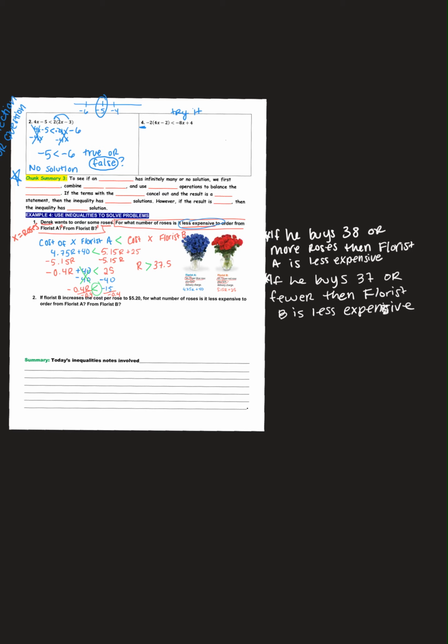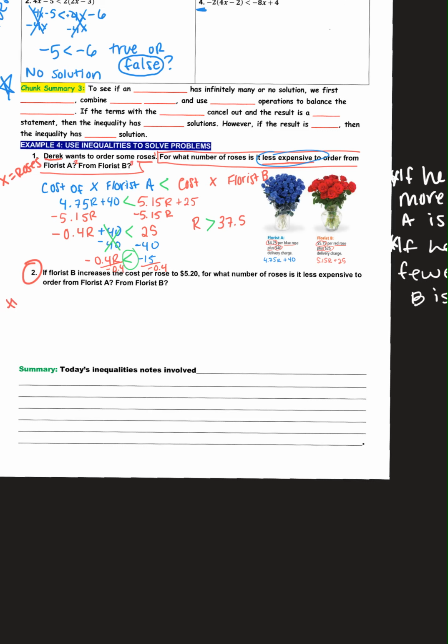Okay, we'll get some more practice on that, I promise. I want you to go ahead and try number 2. It is going to add some stuff to it. So it's changing the florist B. It's increasing the cost per rose to $5.20. What is the number of roses for it to be less expensive to order from florist A or from florist B? So it's still asking the same question.